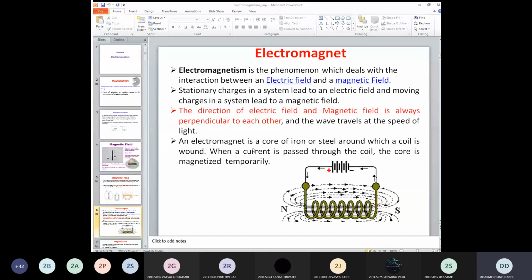There are some characteristics of the magnetic flux lines. First characteristic, they have no physical existence. It means you cannot see the magnetic flux lines. Second, they form a closed path.